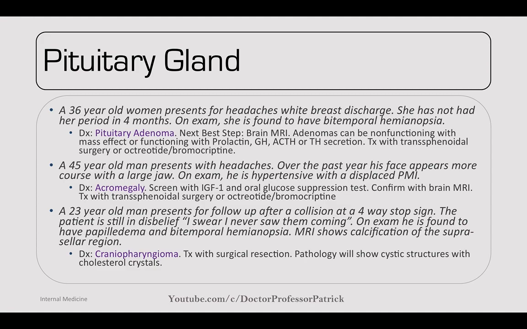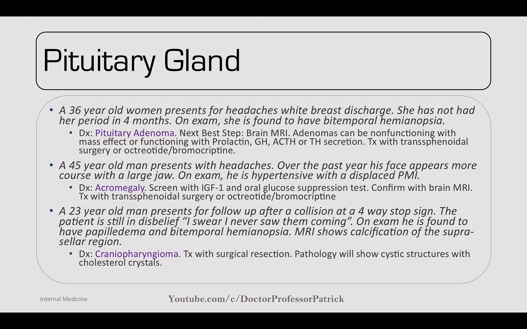Next up, we've got a 45-year-old man who presents with headaches. Over the past year, his face appears more coarse with a large jaw. On exam, he's hypertensive with a displaced PMI. So this is going to be acromegaly. It's a pituitary adenoma that secretes growth hormone. You can screen for this with an IGF-1, and then you can confirm using an oral glucose suppression test. With an oral load of glucose, you should suppress growth hormone. Confirmation is with brain MRI, and you want to treat this again with transsphenoidal surgery or octreotide.